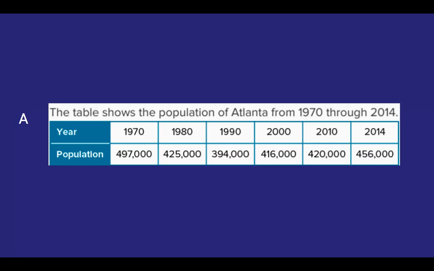497,000 to 425,000? That decrease of 72,000, is that the same to get to 394,000? It's not. And is it the same? Do you go down again by that 72,000 to get up to 416,000? No. So I can at least determine that this example can't be represented by linear. And then we're going to find out how to look to see if it's either quadratic or exponential.